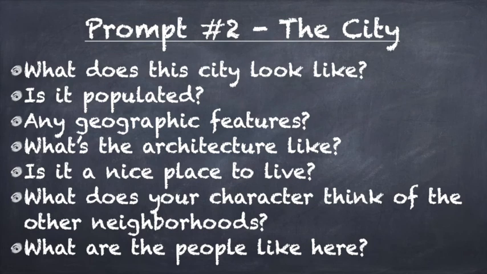So what does the city look like? Is it maybe farmland? Is it just land? Maybe it is a really densely populated urban environment. So how populated is it? Are there any specific geographic features? Is it really mountainous? Is it totally flatlands? Does it have a river, a lake? Is it near the ocean? Is it a coastline? Is it the edge of a continent?